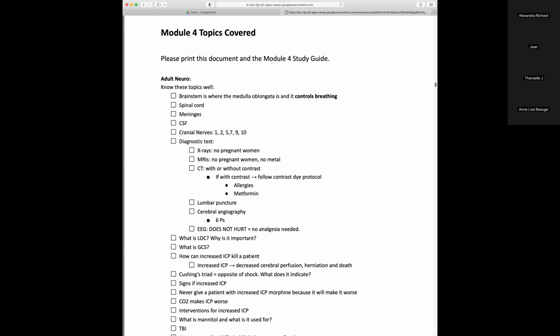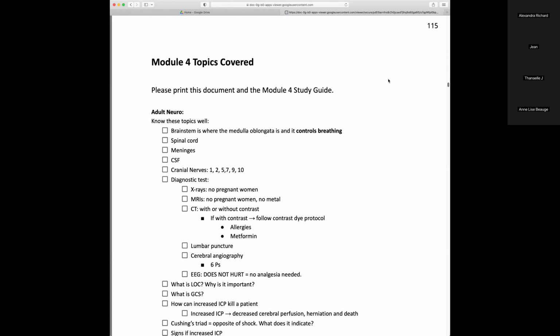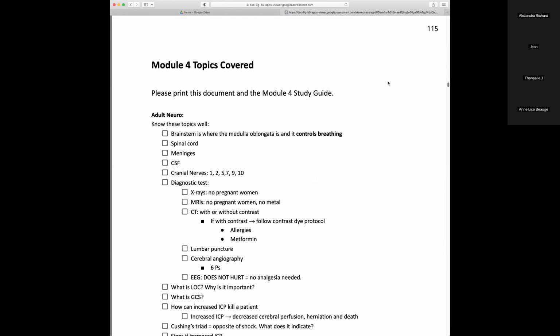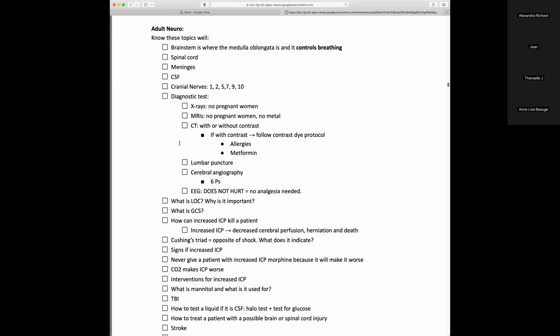So we are on page 115 of your study guide. Now that we are beginning Med-Surg, it's very important for you to know that at the beginning of each chapter is a page that looks like this, and it says topics covered. These are the most important topics for you to make sure that you have read and you understand for this chapter.